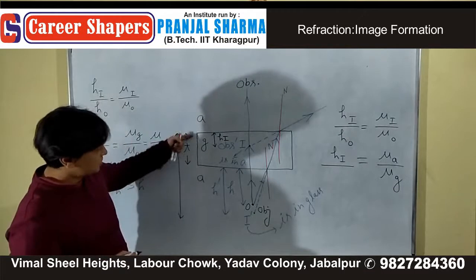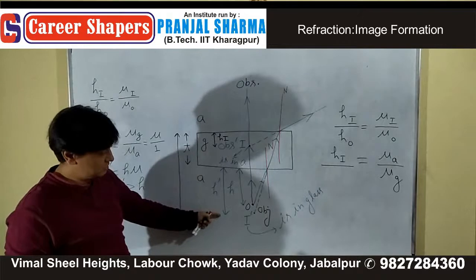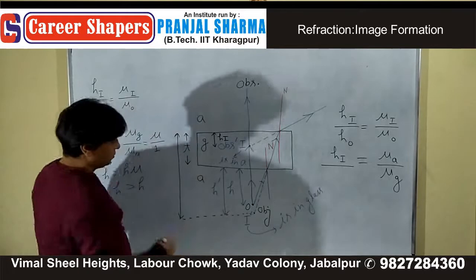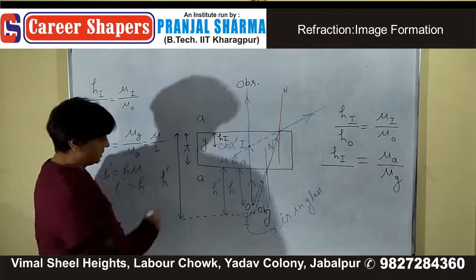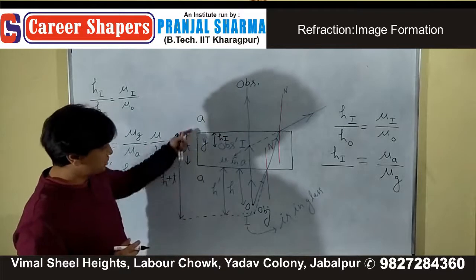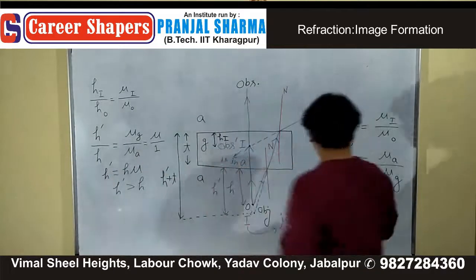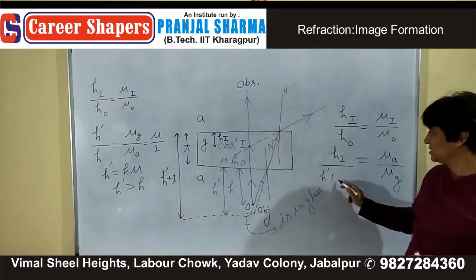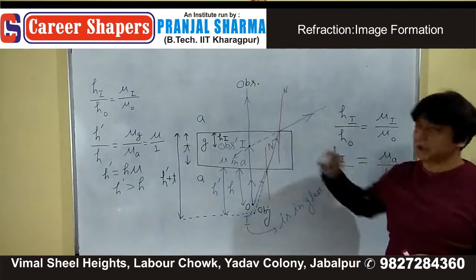What is this? This part is already T, and this much is H dash. Look at this. So the whole thing is H dash plus T. This is the actual position of your object from the interface. Now let's put this distance over here, and you get H dash plus T. That's your Ho for glass to air refraction.